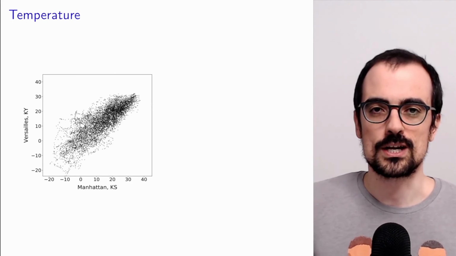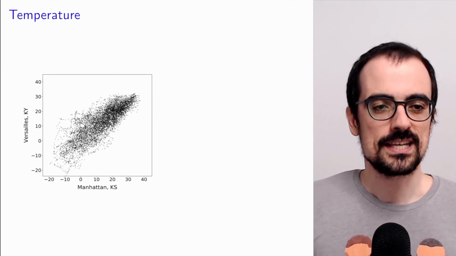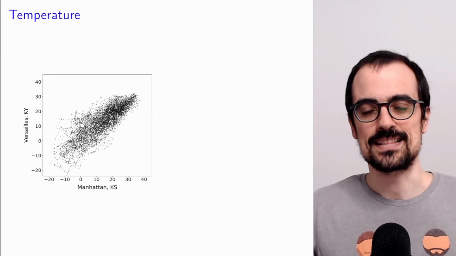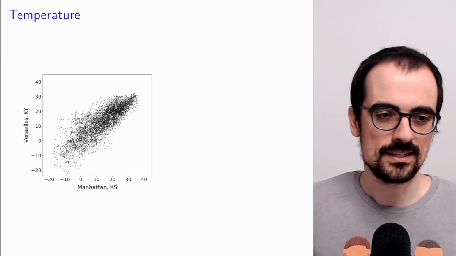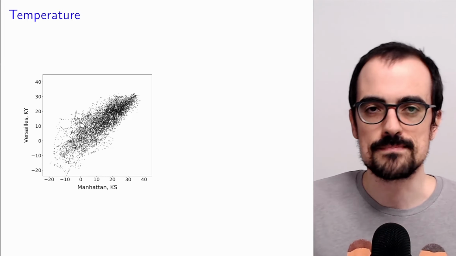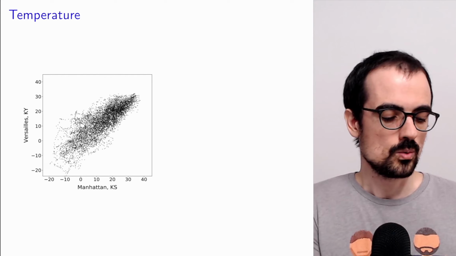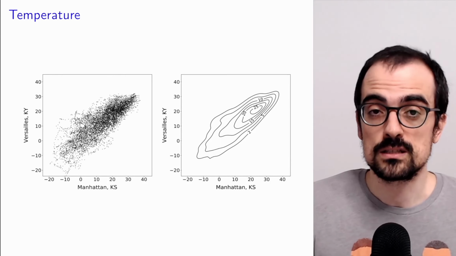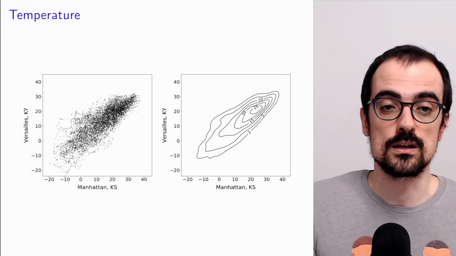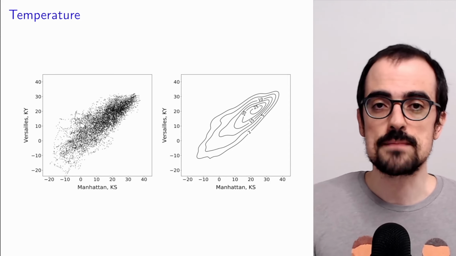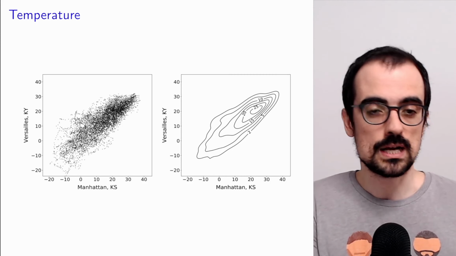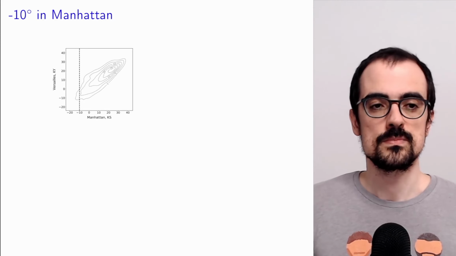All right, so let's take a look at some pictures. Here we have again the temperature at Versailles, Kentucky, and Manhattan, Kansas. Each point is an hourly measurement over a year. We already explained how to approximate the joint PDF using multi-dimensional kernel density estimation. Now we're going to take a look at the conditional PDFs.